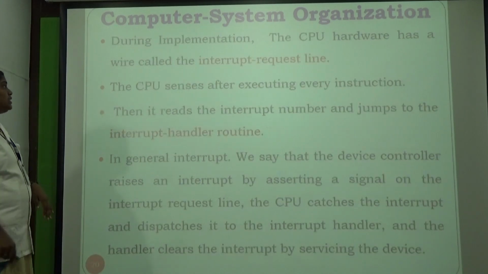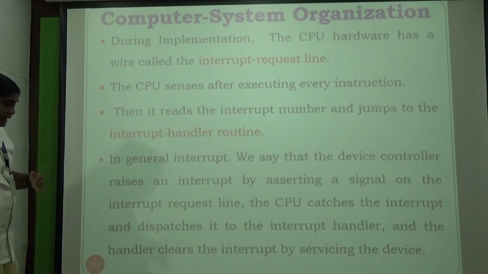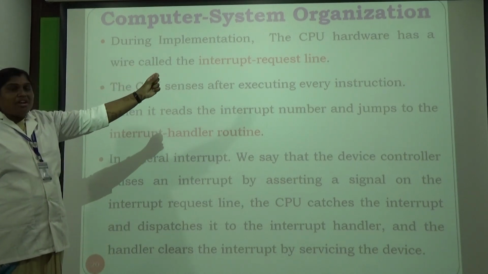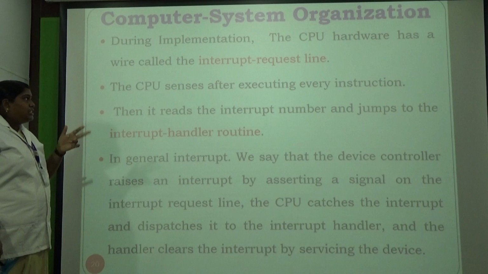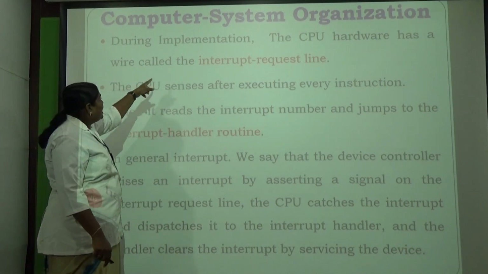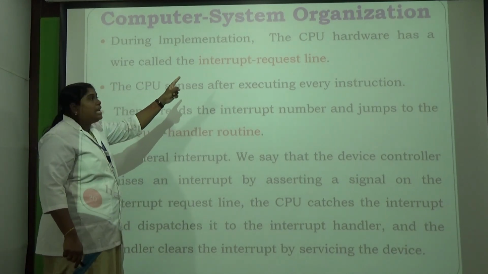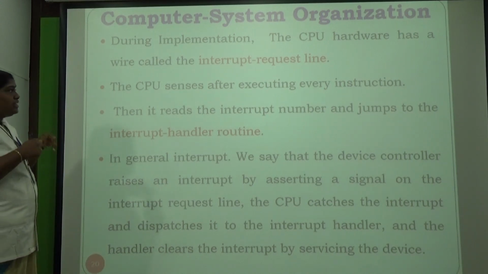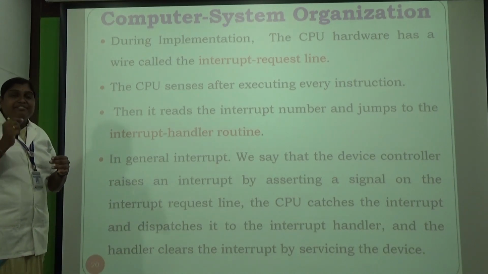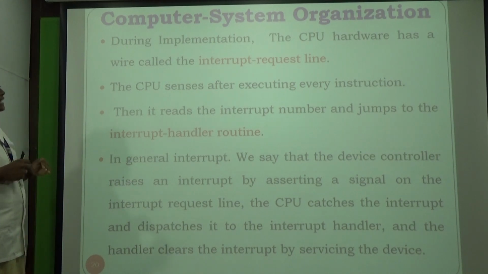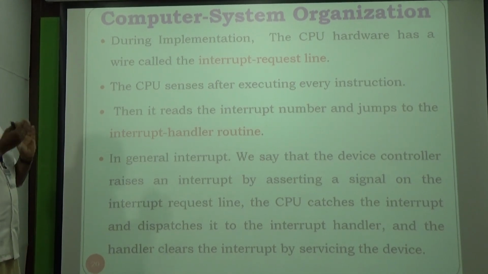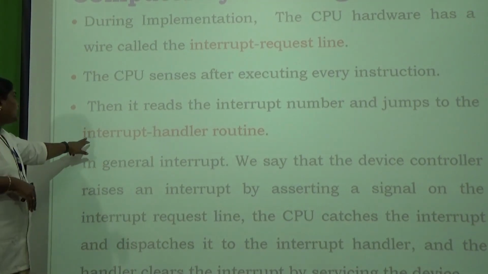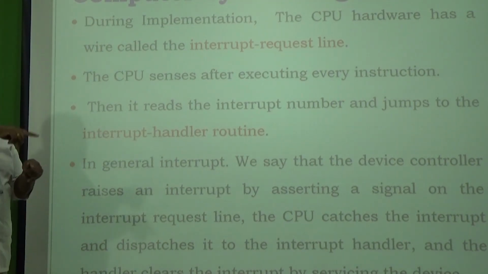Okay, different interrupt handlers. So during the execution of each instruction, the CPU hardware has a wire connection that is called the interrupt request line. Based on that interrupt request line, the CPU will sense while executing each and every instruction, check for the number of interrupts to be handled, and jump to the next thing, which is called the interrupt handler routine.